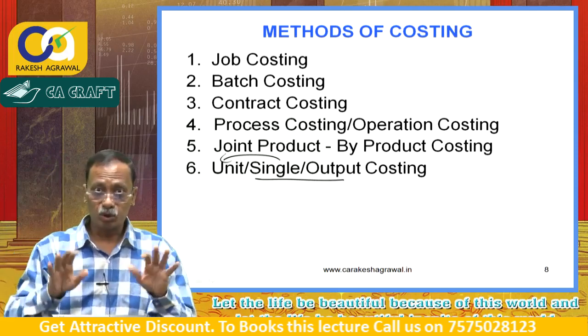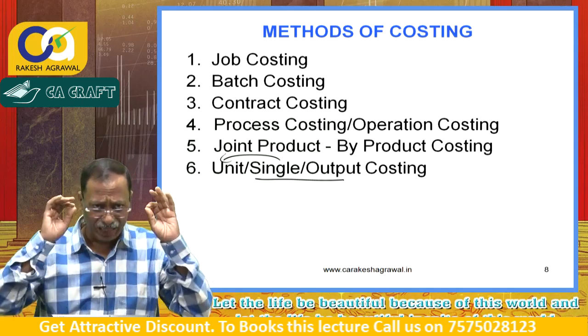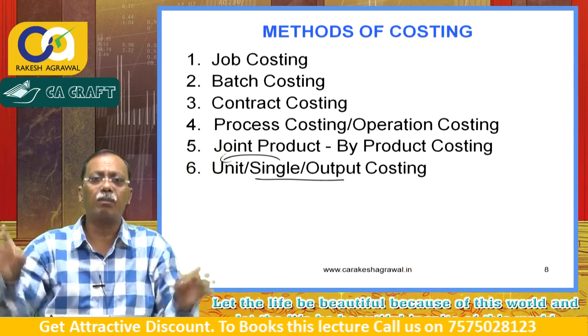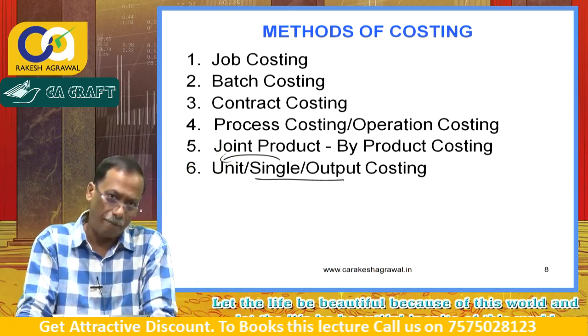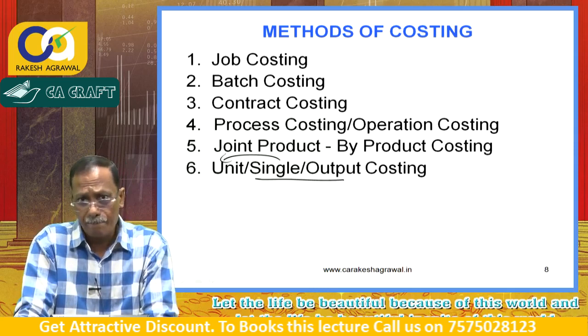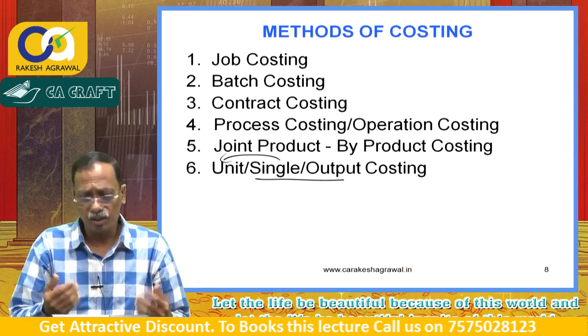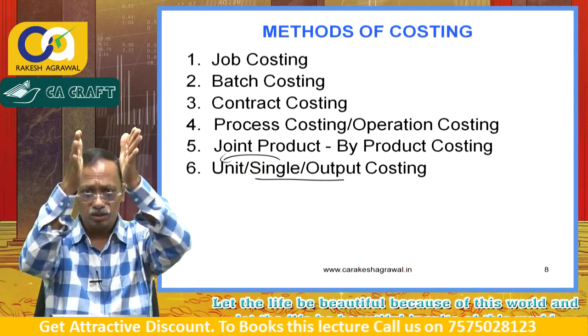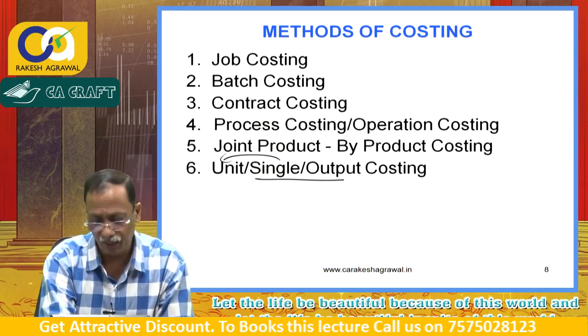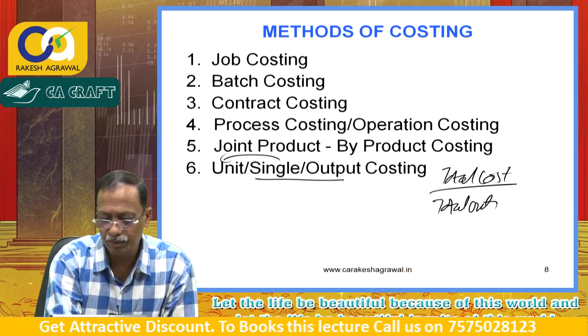Homogeneous means the product should not be different in size, color, or shape. Exactly the same, identical product is manufactured throughout the year. If it happens in any industry, then you can use this single unit or single output costing method, because calculation of cost is very simple. Therefore the question is never asked. Just take the total cost, because output is only one, divided by total output, and you will get cost per unit.